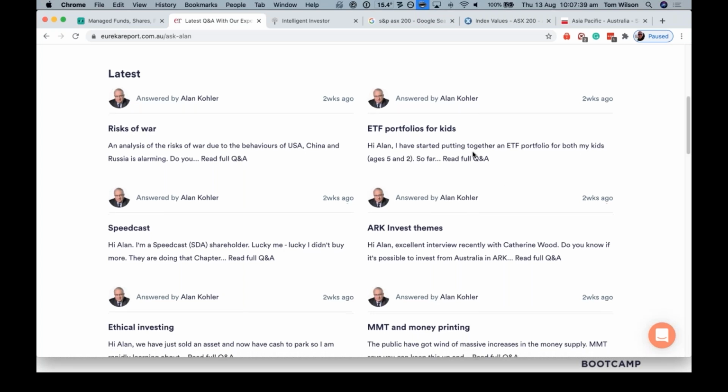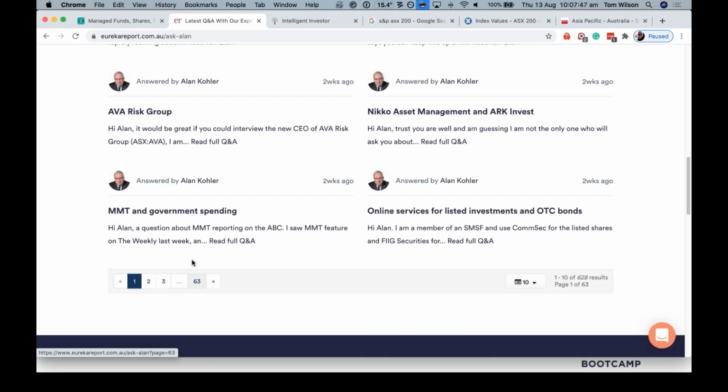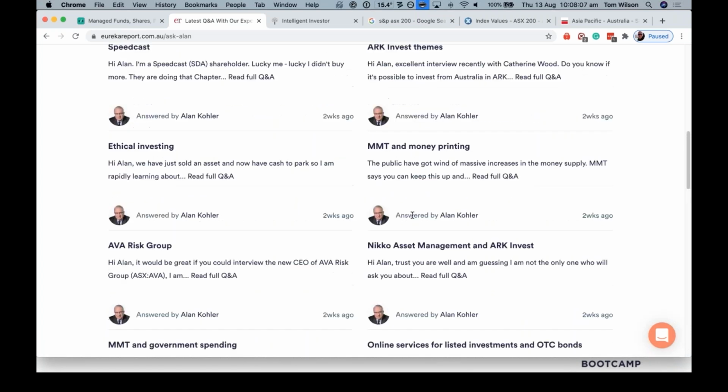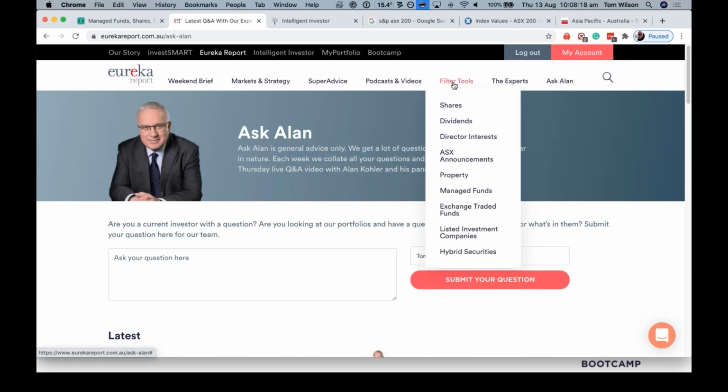So he's even talking about here, 2 weeks ago, ETF portfolios for kids. I've not read that myself yet, so that would be quite interesting to see his take on it. And even talking about ethical investing and so forth. So there's a lot of information on here. And he was talking about the theories here, like MMT. He's been talking about this a lot on the ABC and also in the Australian, who he writes for still as well. It's quite interesting at the moment. It's quite complex at the same time. So I'll leave that to your own devices to get through that, because there's so much information here. It's definitely worth spending a bit of time and looking at it.